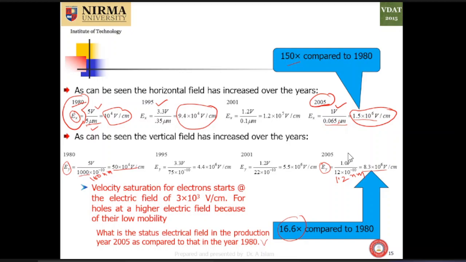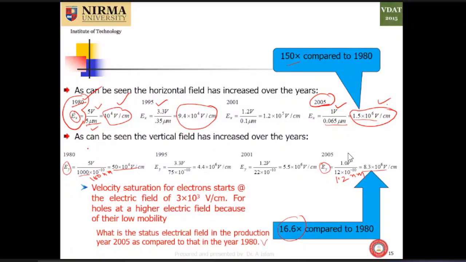Is it 65 nanometer? 0.065 micrometer. If you divide it, you get this value, and it is 150 times compared to the 1980s value. A 150 times increment has occurred in the horizontal electric field. It is a huge electric field, and that's the reason the velocity saturation is occurring.